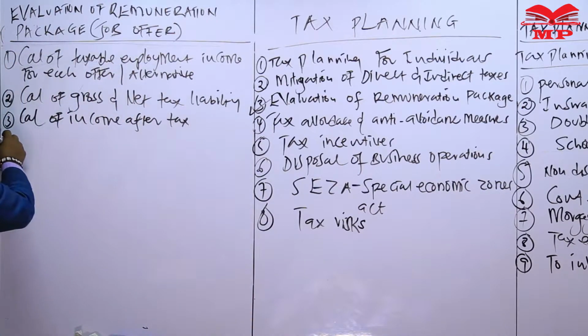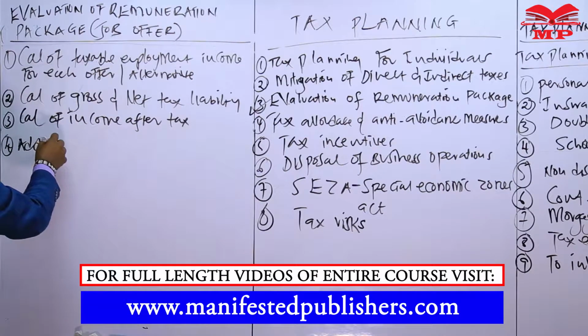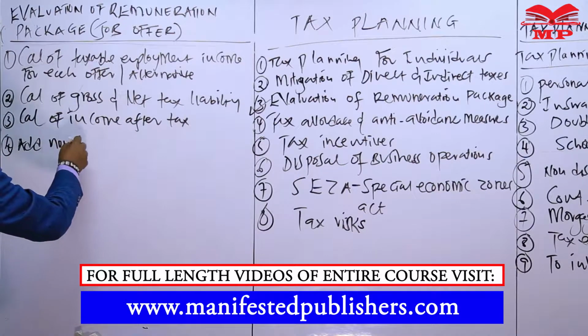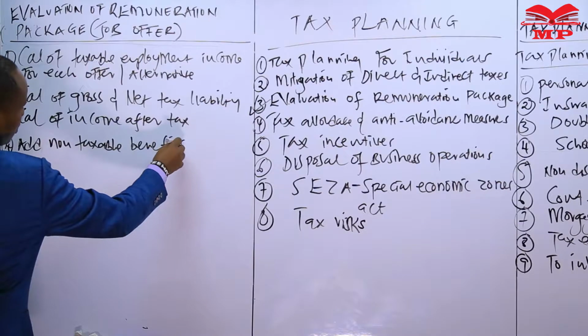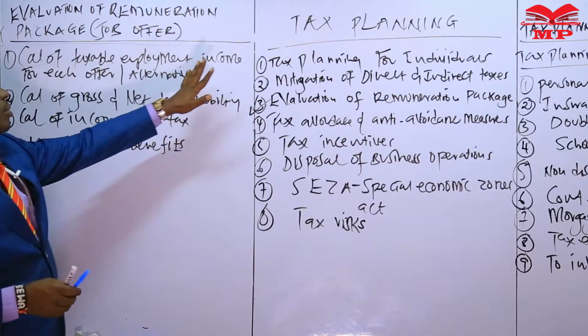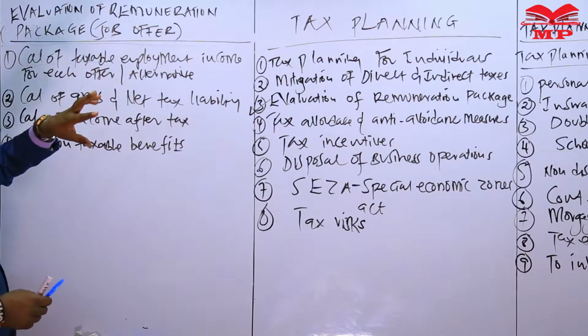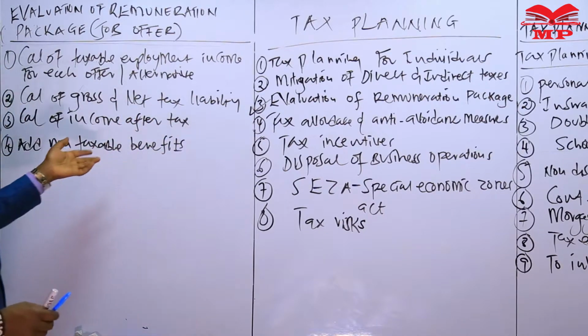Then number 4, we calculate non-taxable benefit, because when we were calculating this, we were only considering the taxable items. Especially in this note, we only included those incomes which are taxable, and therefore if we have an income that is taken home 100%, that is without tax, it should be added.